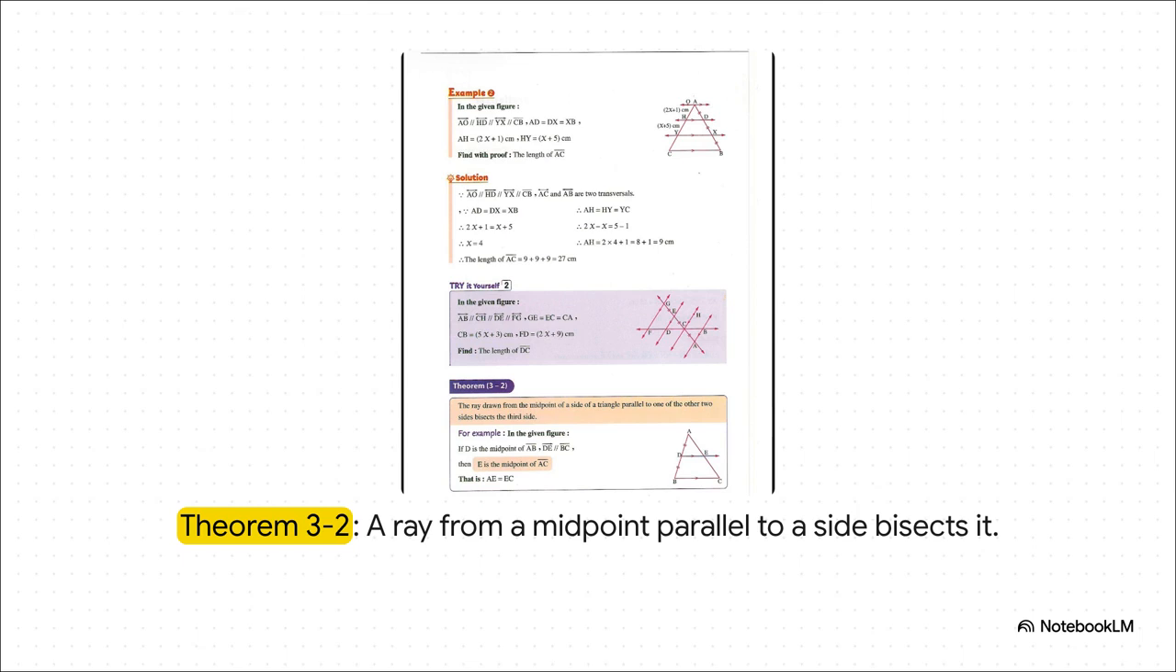It tells us that a ray drawn from the exact midpoint of one side of a triangle, if it's perfectly parallel to a second side, will automatically bisect the third side, right down the middle. So checking out this visual, if D is the midpoint of the left side and line DE is parallel to the bottom base BC, then point E has literally no choice. It absolutely must be the midpoint of the right side.